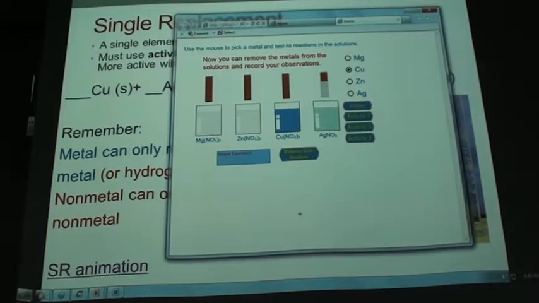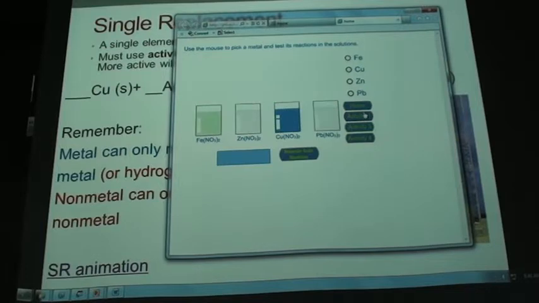Okay. What happened? Reacted with silver. Okay, it replaced only this one, is that correct? These three, did anything happen? No, there was no reaction. One more time.